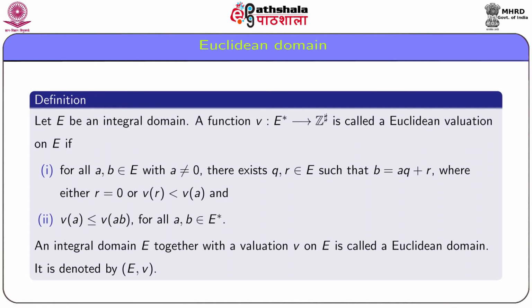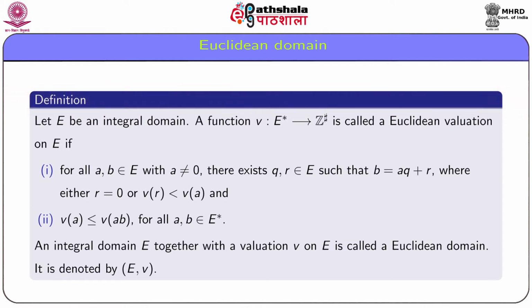Recall that we have a division algorithm in the ring of integers and in the polynomial ring over a field. In case of integers, the division algorithm is such that b equals a q plus r, where either r equals 0 or r is greater than 0 and less than modulus of a. And in case of polynomials over a field F, we have f(x) equal to g(x) times q(x) plus r(x), where either r(x) is the 0 polynomial or degree of r(x) is less than degree of g(x).